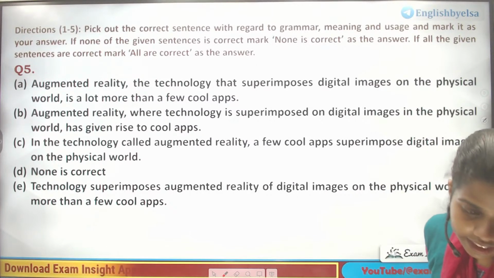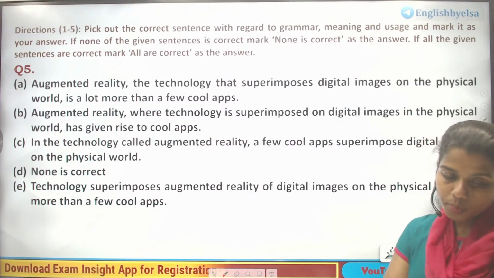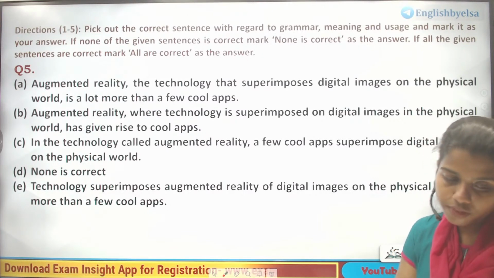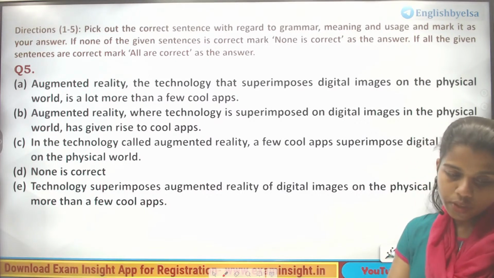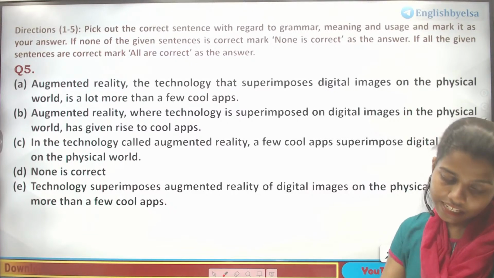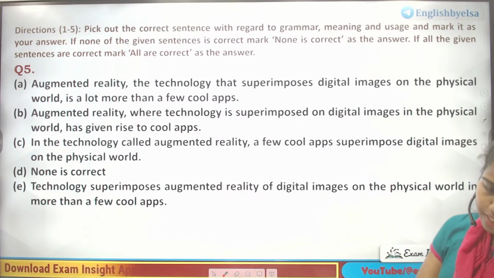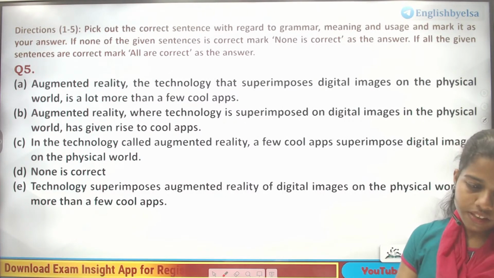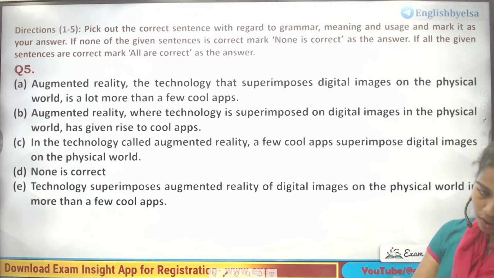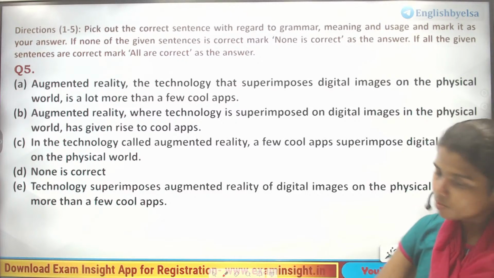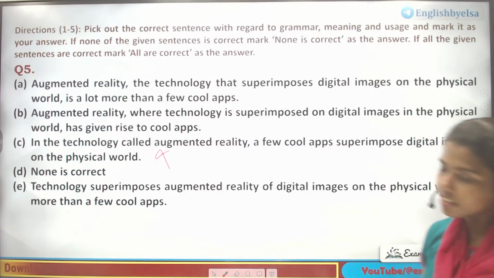Which is the correct one in question number 5? "Augmented reality, the technology that superimposes digital images on the physical world, is a lot more than a few cool apps." I find no mistake in the first option. Let's move ahead. "Augmented reality, where technology is superimposed on digital images in the physical world, has given rise to cool apps." "In the technology called augmented reality", no. Option C I can eliminate at the very beginning. "Technology superimposes augmented reality", no.